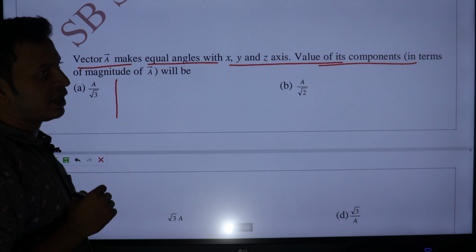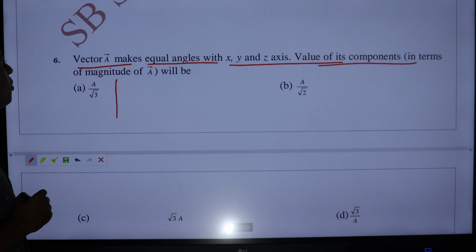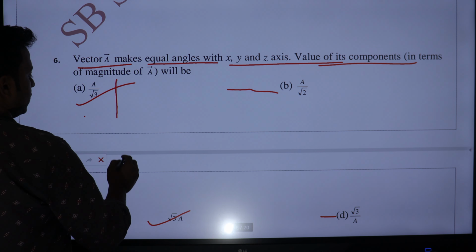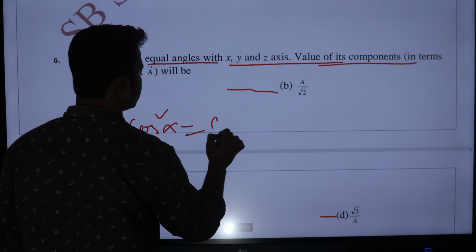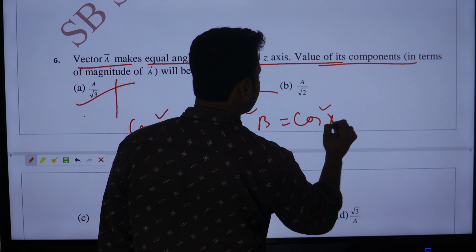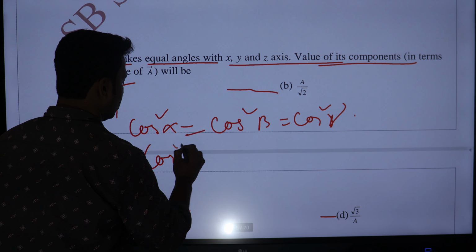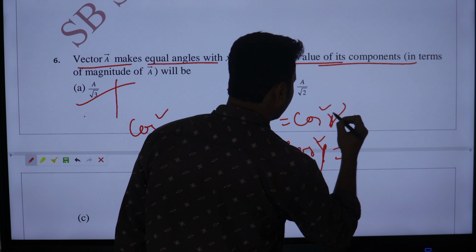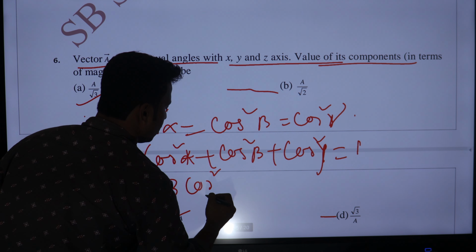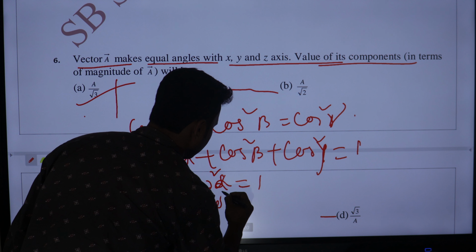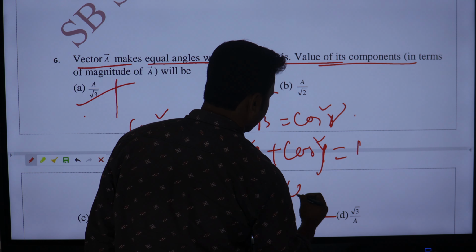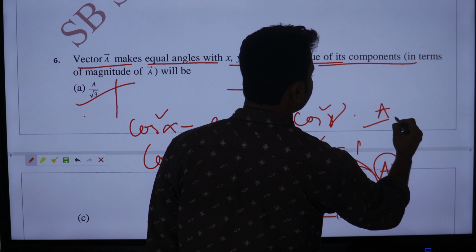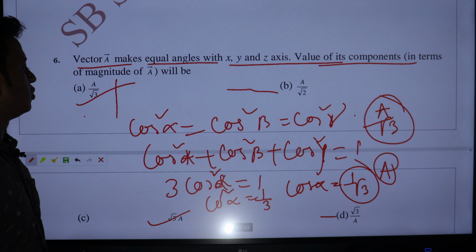If any vector makes equal angles, then what is the component of this vector? The options are these. We know that cos square alpha equals cos square beta equals cos square gamma, and cos square alpha plus cos square beta plus cos square gamma equals 1. So if the three angles are equal, 3 cos square alpha equals 1, cos square alpha equals 1 by 3, and cos alpha equals 1 by root 3. The magnitude of this vector is A, so the component will be A by root 3. Okay, next question.